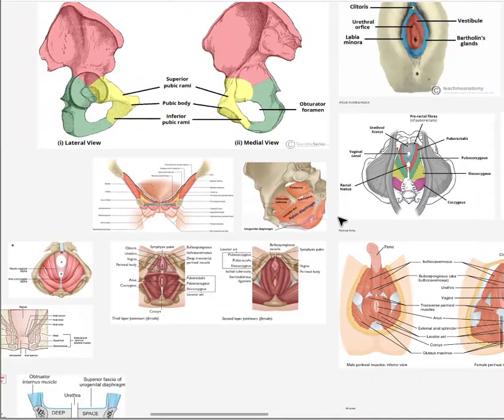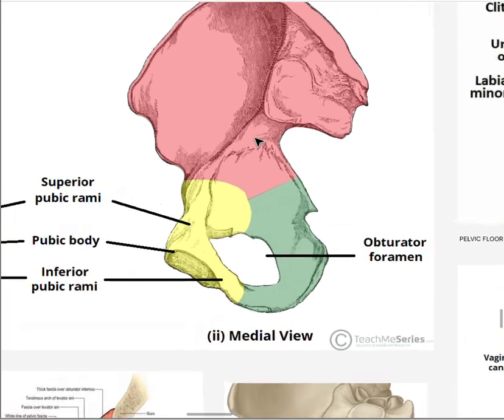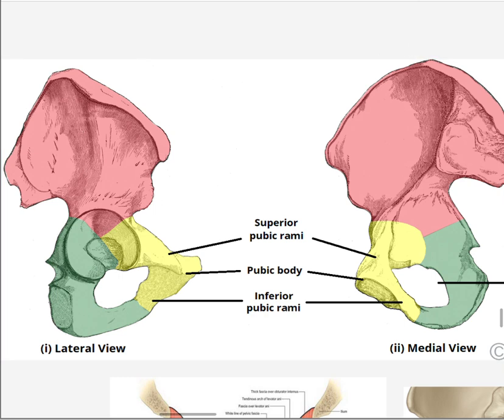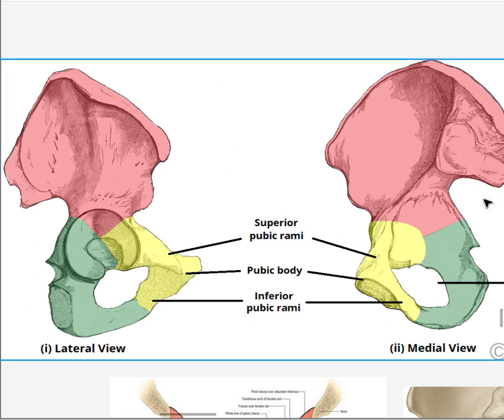Do you remember the bones of the hip bone? So we have the superior pubic rami, this is the pubic body, and this is the inferior pubic rami. So the first part of the origin of the levator ani muscle is the lower part of the body of the os pubis, the lower part of the body of this os pubis.